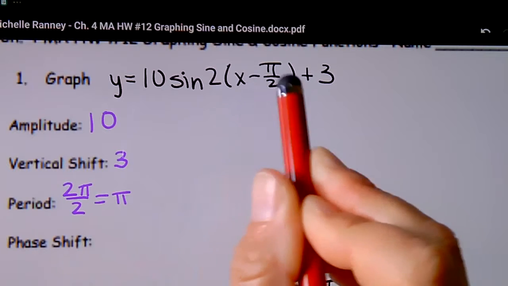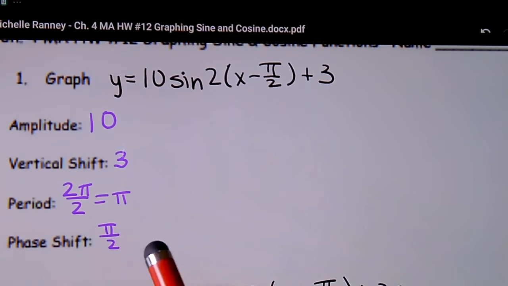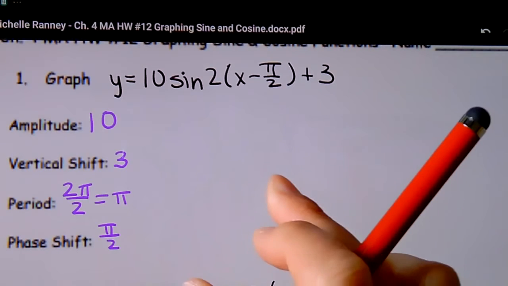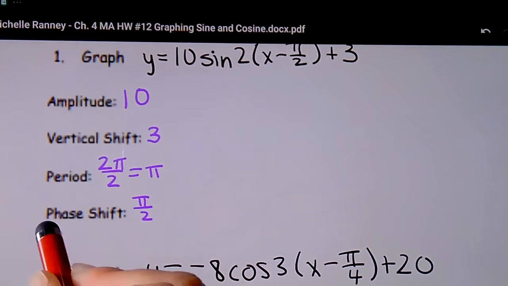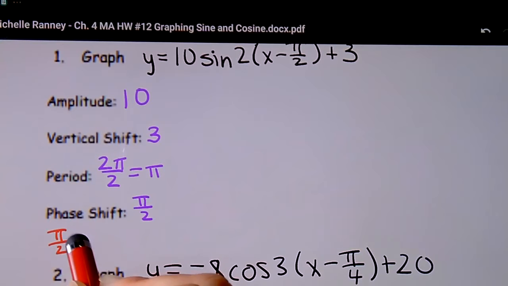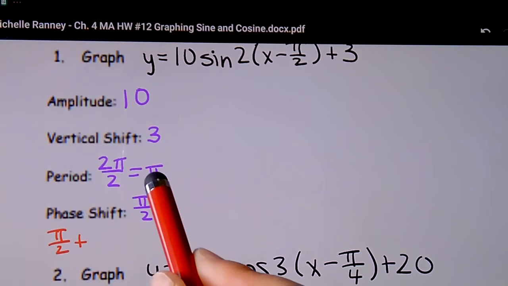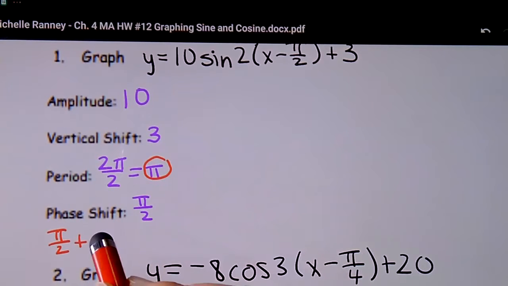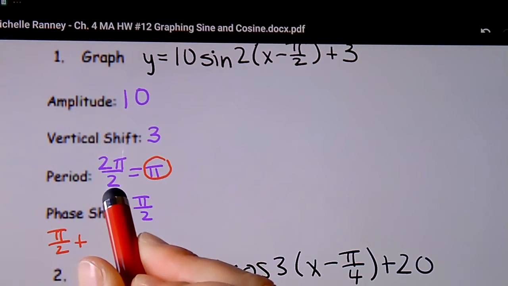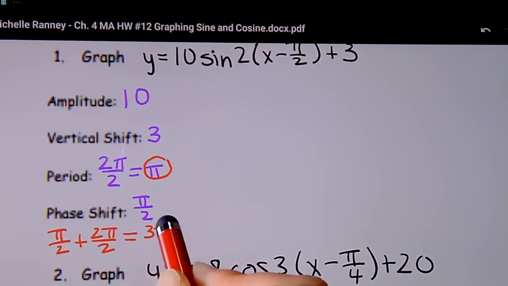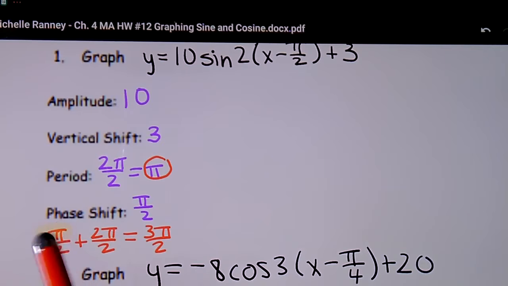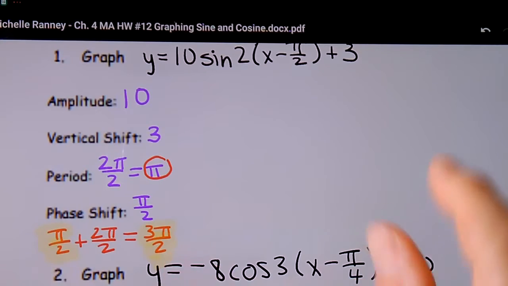Phase shift is what makes this 0. So we're going to start at pi halves. And what I like to do is I like to know where I'm starting and where I'm ending. Okay, so let me just do that in red. I'm starting at pi halves, that's my start. I'm adding my period, okay, my period right here. Let me just circle it, my period. And instead of writing it as pi, I'm going to write it as 2 pi over 2 so I can have a common denominator. And I'm going to end at 3 pi halves. So this is my start. And this is my end, okay, of my cycle that I'm going to draw.